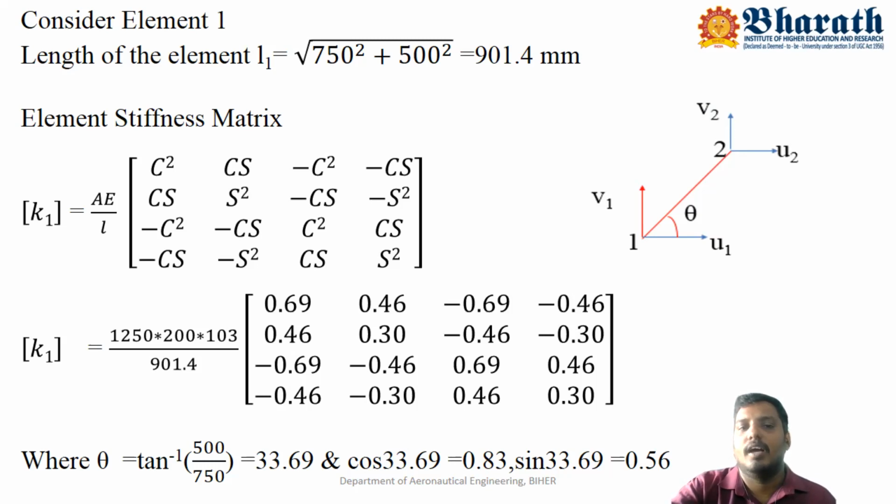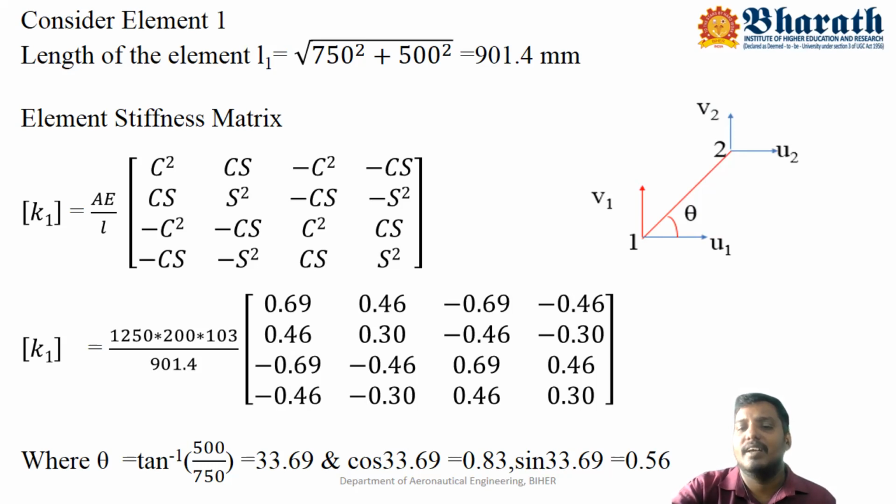Then we apply the element stiffness matrix equation. K1 is equal to AE by L times the matrix: C square, CS, minus C square, minus CS; CS, S square, minus CS, minus S square; minus C square, minus CS, C square, CS; minus CS, minus S square, CS, S square, where C is nothing but cos theta. Then how do we find that value?